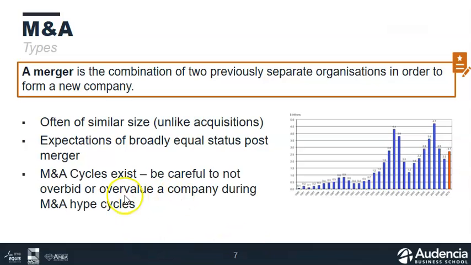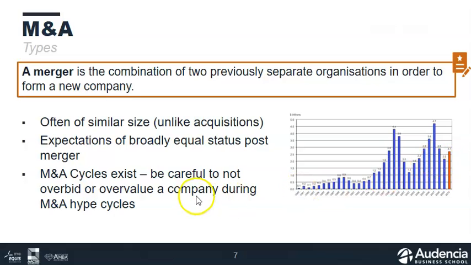And as I mentioned before, M&As go through cycles. These are basically linked to changes in the economy, and they can be influenced by regulations and laws and availability of targets and availability of finance and a lot of things.